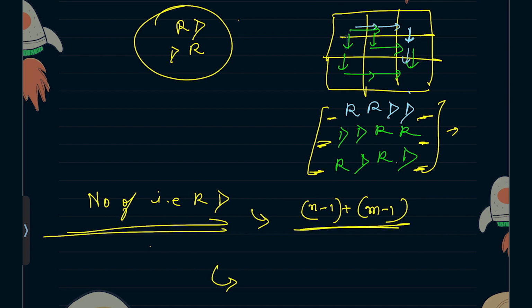Now I want to see the number of ways I can keep R and D. Only R and D. Why? Because right and down are the only possible ways.